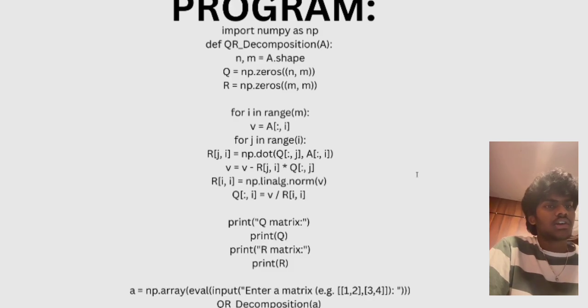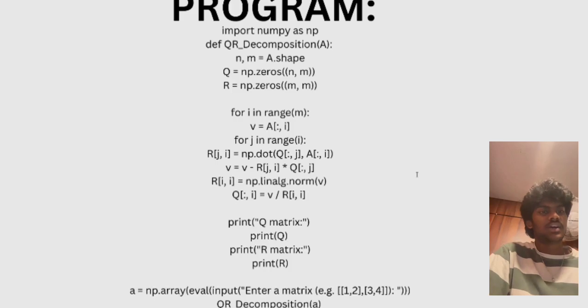Inner loop of orthogonalization: for j in range(i), R[j, i] = np.dot(Q[:, j], A[:, i]), v = v - R[j, i] * Q[:, j]. For each previous orthogonal vector Q, the projection of A onto Q is computed using the dot product. This projection is subtracted from v to make it orthogonal to all previous vectors.